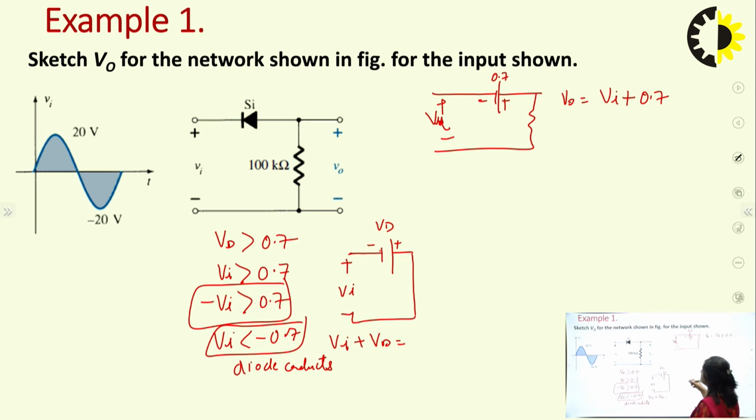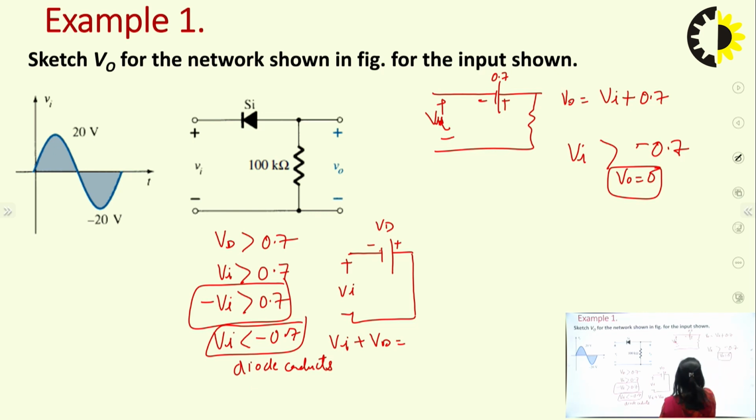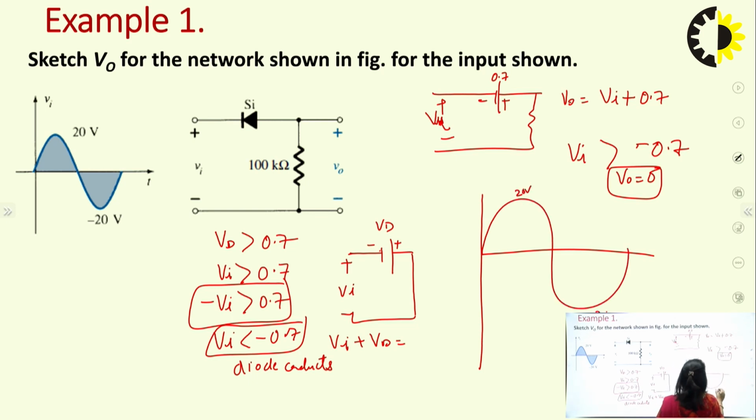And if the condition is otherwise, the diode will not conduct and the output would be equal to 0, because the diode will become open and no current will be flowing. So the output waveform would be like this. This is 20 volt, and this threshold line is minus 0.7. So this is 0.7. Now the conducting region is Vi less than minus 0.7, so this region is the conducting region.